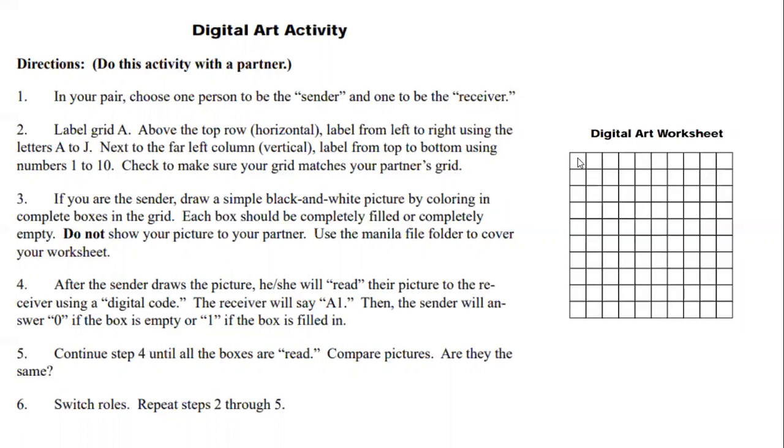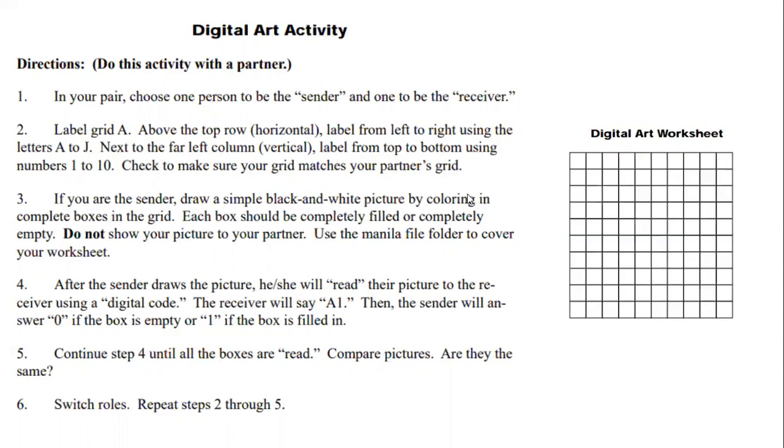The person that's got the blank sheet now is going to ask the person that drew the original picture, what's in A1? And the person can say yes or no. They can say a particular color like red or green, and they're going to color it in according to what their partner tells them. They're not going to be allowed to look directly at the image, because that's not how it works. Remember, they're acting as the satellite, the computer program on the satellite, and they're taking the information and converting it into an image that we can see.